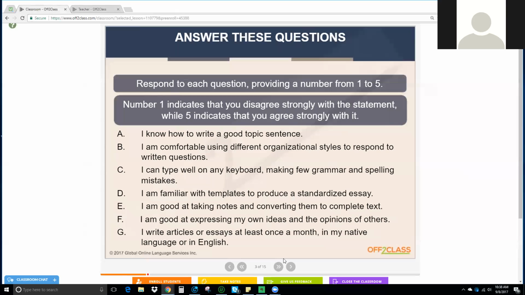You should be able to write articles. Or it should be common practice for you, I'm sorry. It should be common practice for you to write articles or essays at least once a month. So maybe you keep a blog, or maybe you write in your school or in your local newspaper, whatever you do. But you should be practicing your writing as much as possible.